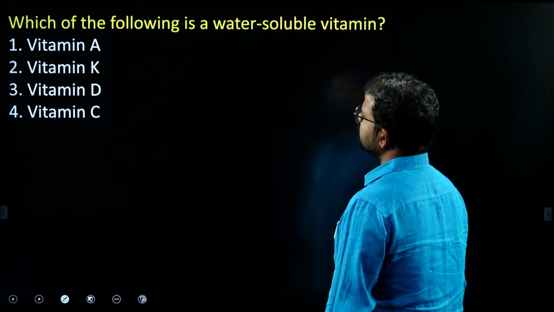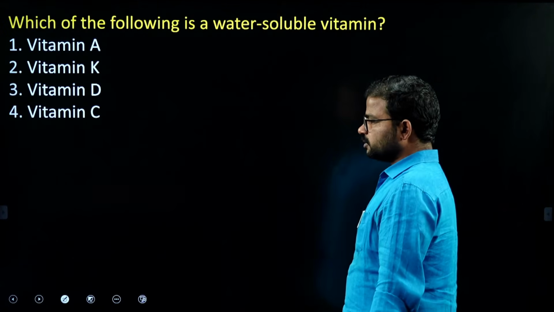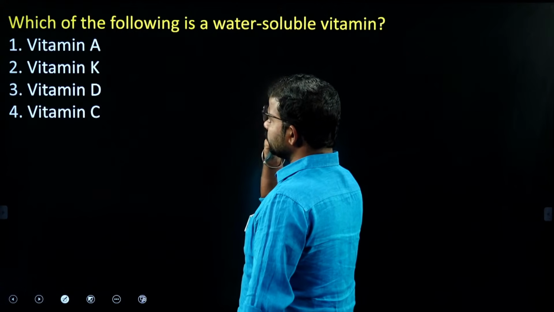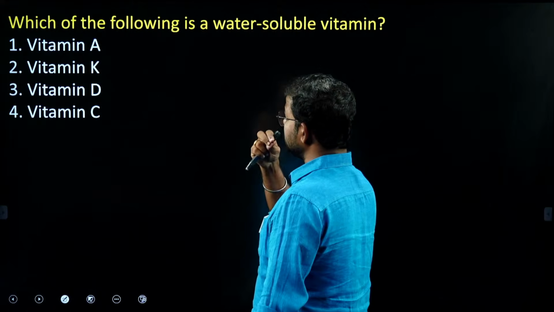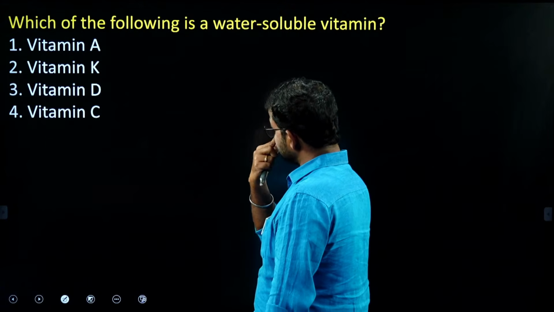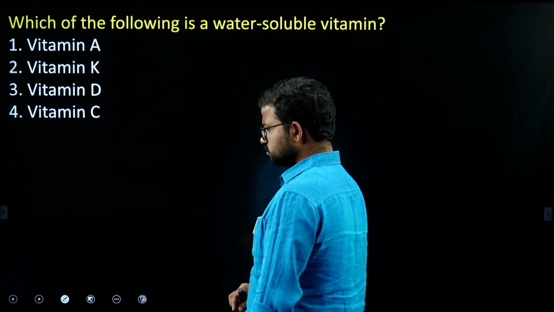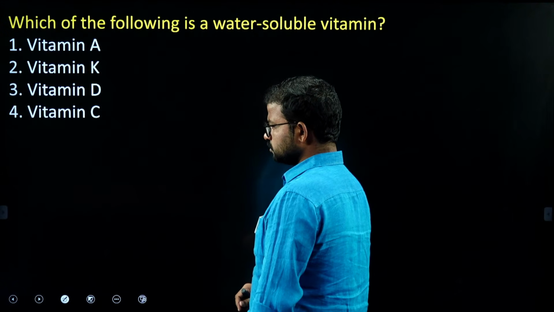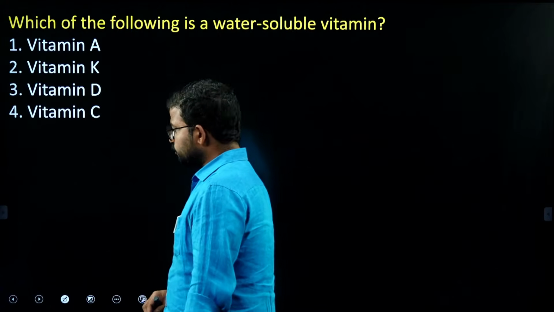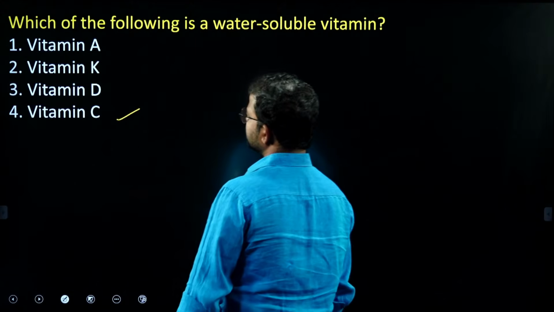Next one. Which of the following is a water soluble vitamin? Vitamin A, vitamin K, vitamin D, vitamin C. Vitamin C, the fourth one, option C. Of course you are right.